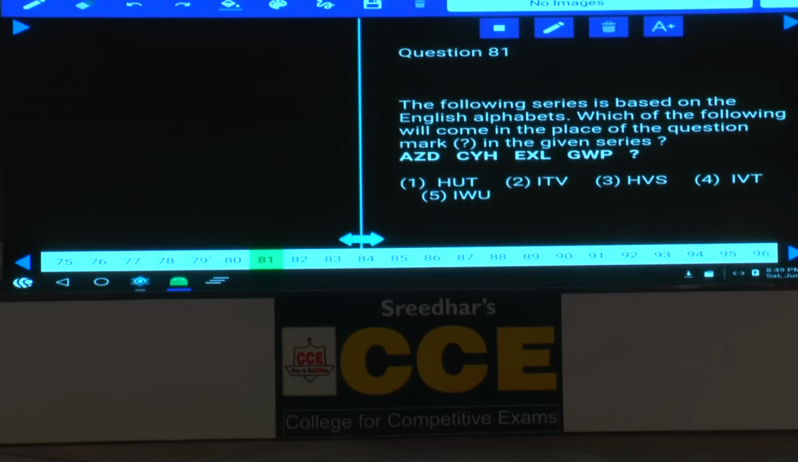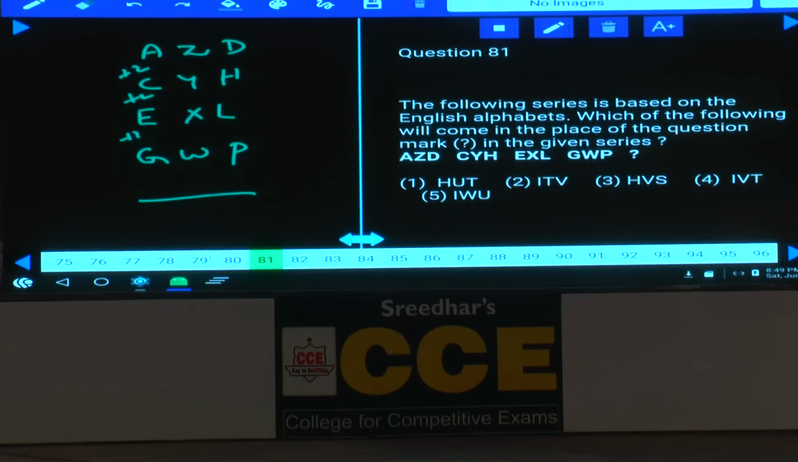81st, AZD, CYH, and next one EXL, GWP. Then what is the next one here? A and C: A plus 2, C plus 2, E plus 2, G plus 2, I. Two letters are added to the first one. Z, Y minus 1, W minus 1 is B.